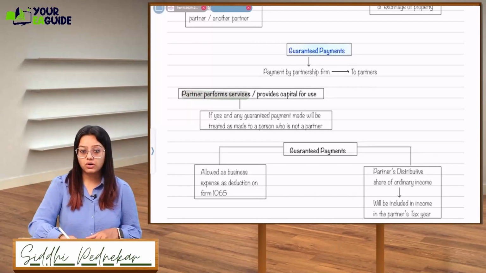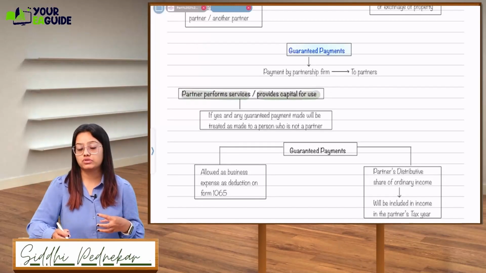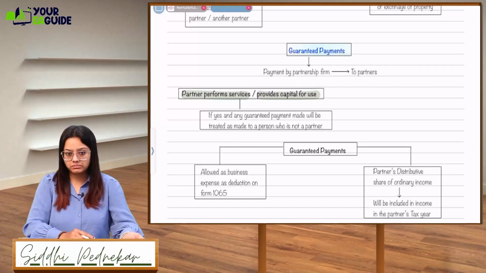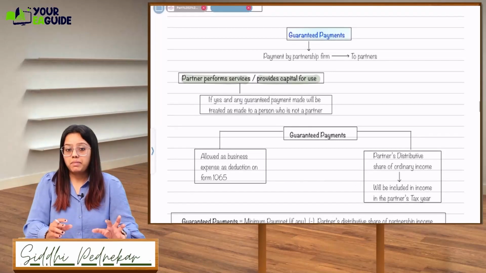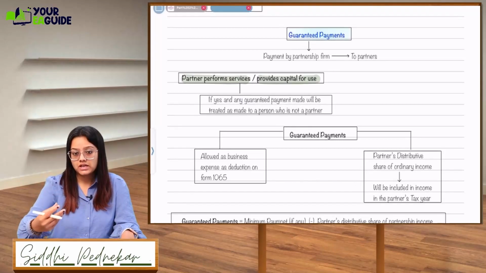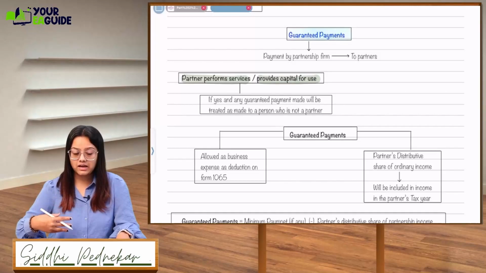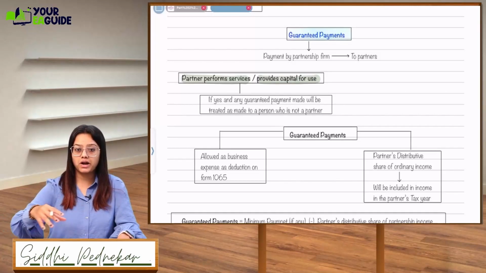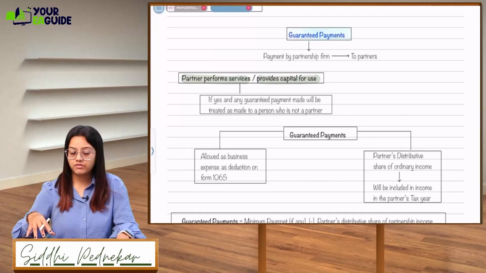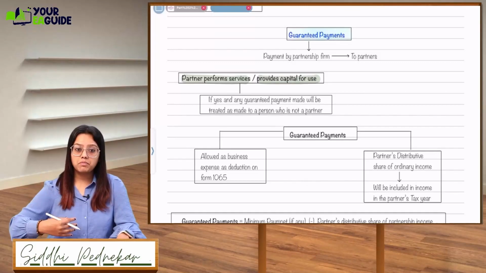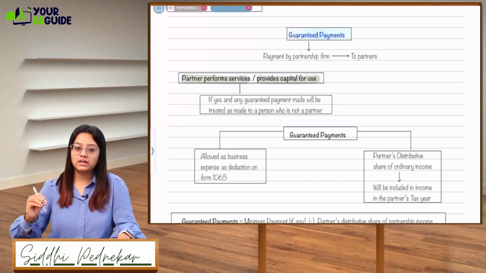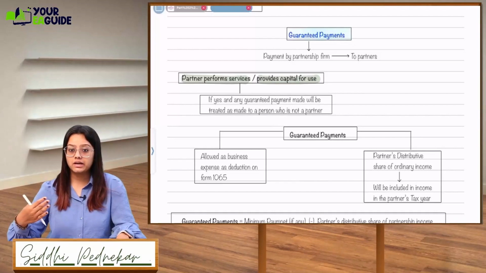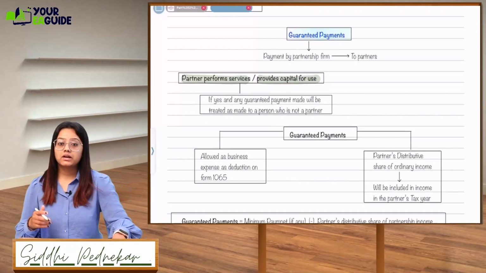Partner performed the service or provided the capital for use. For either of these 2 reasons, the partnership firm might be paying an amount to the partner. Partner might have provided his or her services to the firm. Let's say I am an enrolled agent. I provided my taxation service to the partnership firm. They are a business consultancy firm and I'm providing my services to them. Or let's say I'm just providing capital as an investment. Against that, if I am receiving a certain amount, that will be a guaranteed payment.